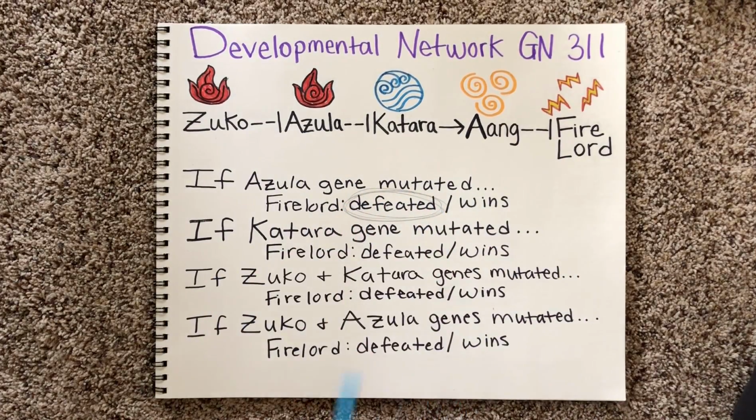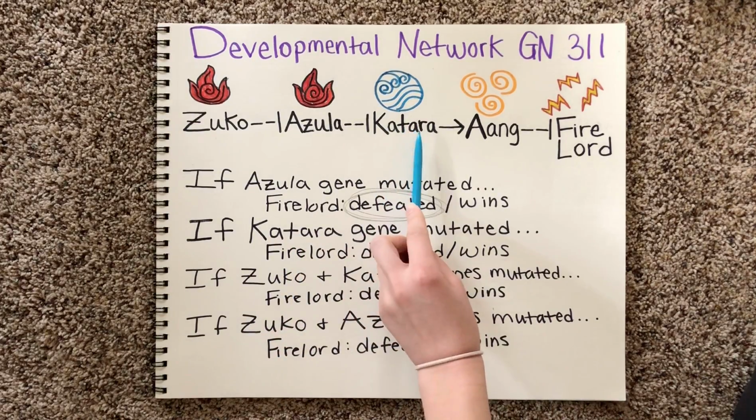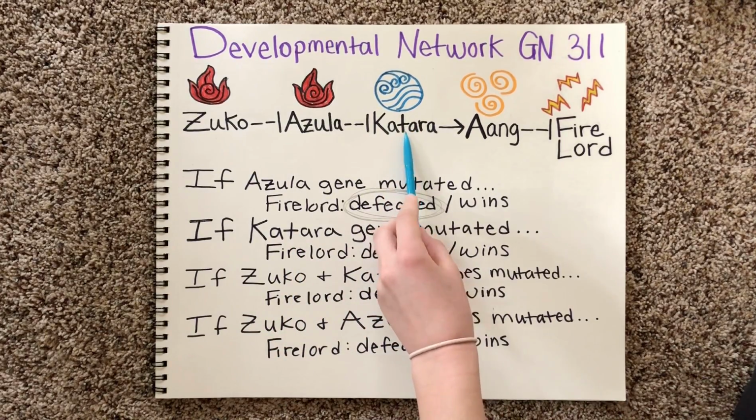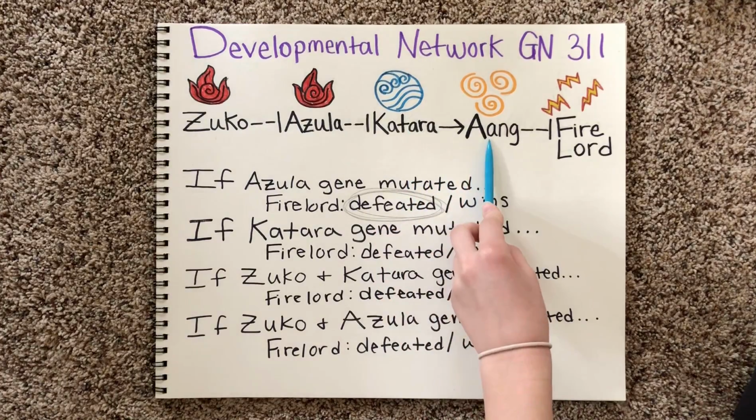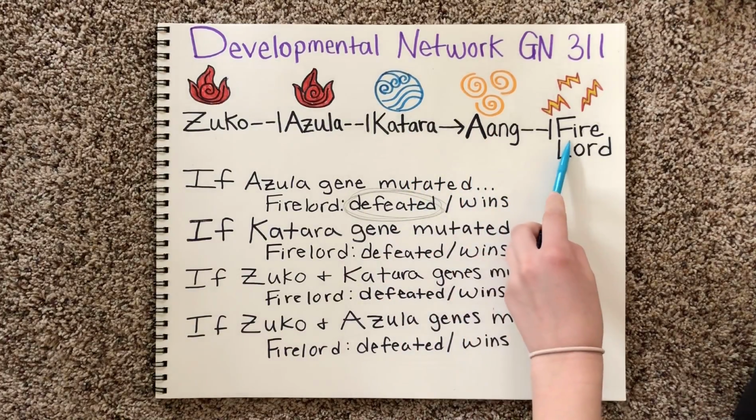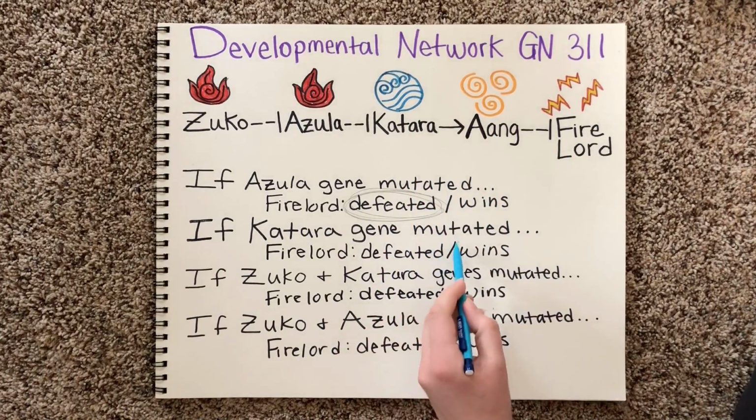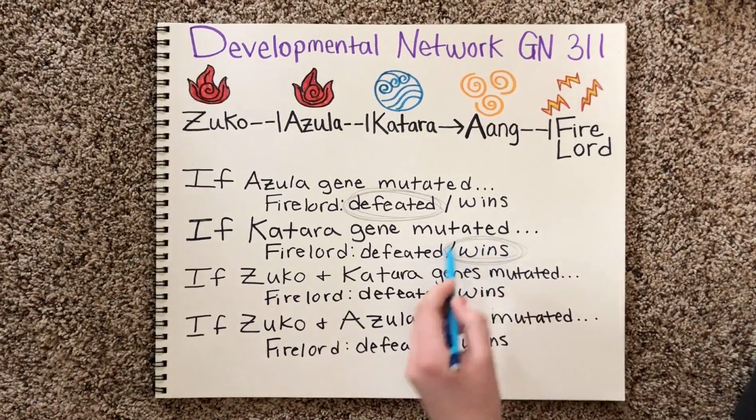We can then look at the example of if the Katara gene gets mutated. If that's the case, you start with her in the pathway. If she's mutated, she can't get transcribed, which means she cannot activate Aang, and Aang is not able to inhibit the Fire Lord, and so in this case, the Fire Lord wins or gets expressed.